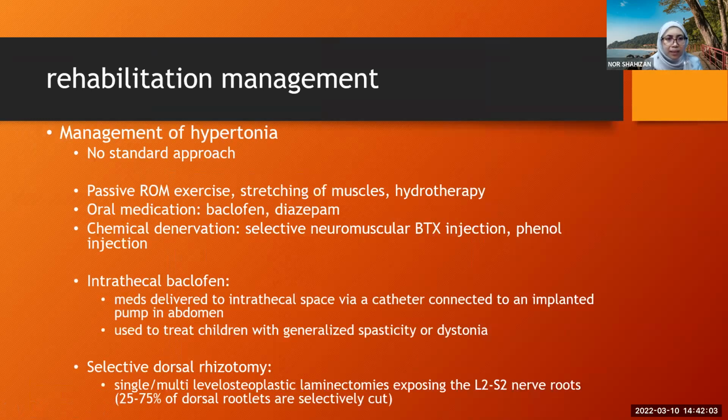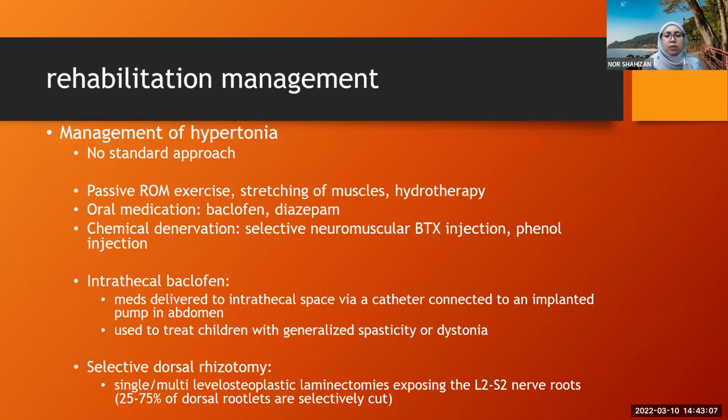Okay, if there is hypotonia, okay, there's no standard approach, but you can start with passive range of motion exercise. Okay, stretching of the muscles involved, let them be in a full hydrotherapy, and start them on oral medication if the spasticity is worsening. Okay, you can either give them baclofen, diazepam, okay, or we can give them chemical denervation such as selective neuromuscular botox injection or phenol injection to the muscle that is spastic.